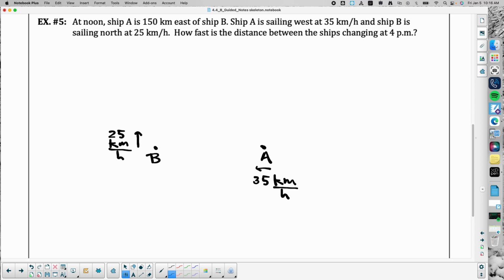Well, the 4 p.m. is trying to tell us that it is 4 hours later. So we drew it at noon, but it wants to know 4 hours later, so they are not going to look like this 4 hours later. So clearly B is going to be up here somewhere. A is going to be over here somewhere, although it could actually be to the left of B. We don't know until we figure that out.